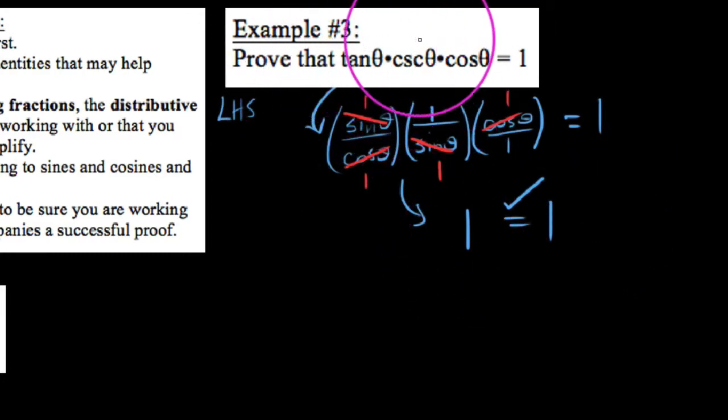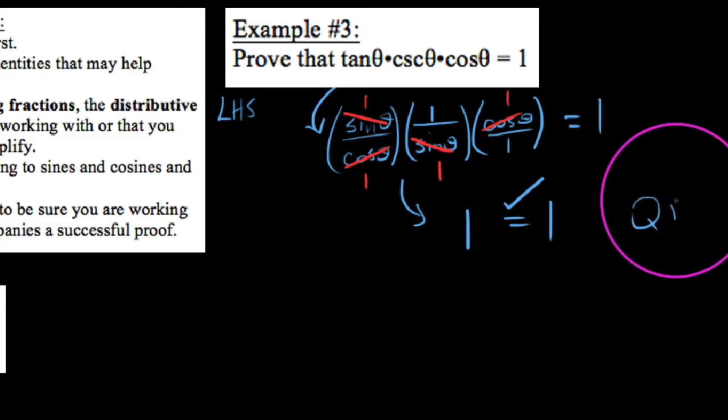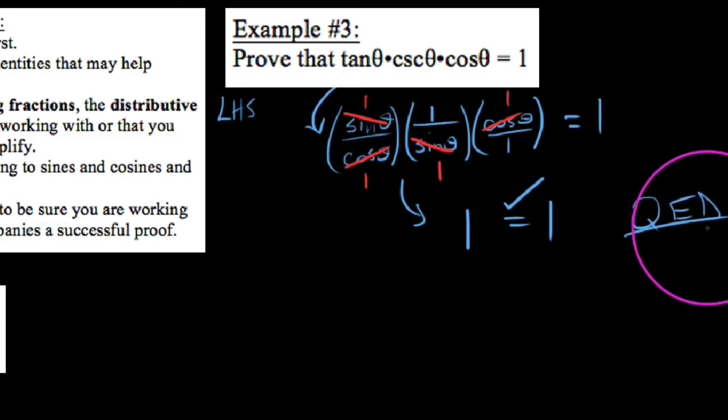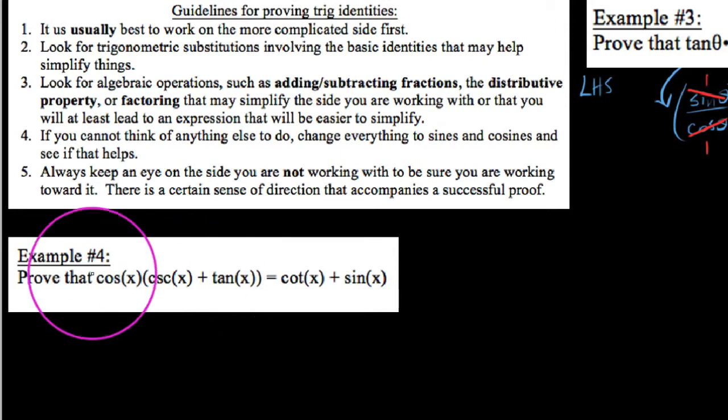So what this means is the original expression on the left is equivalent to the expression on the right. We're able to rewrite that as an identity. So we'd write QED. That is what we wanted to show. Quod erat demonstrandum. So example number 4, let's put a few of these things back into practice here.